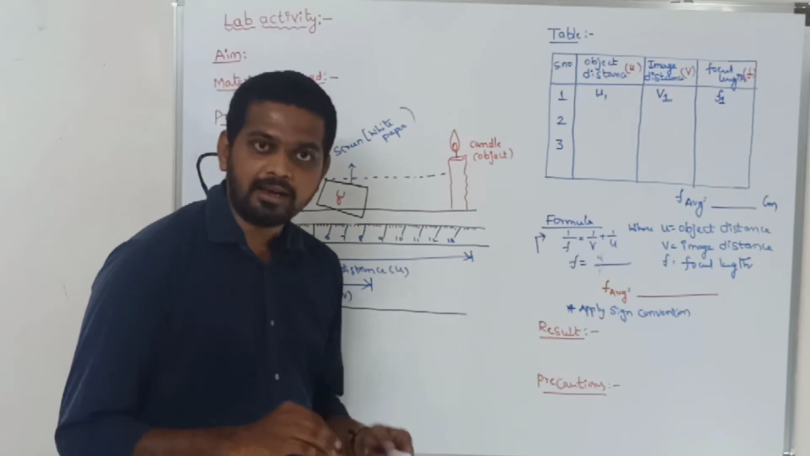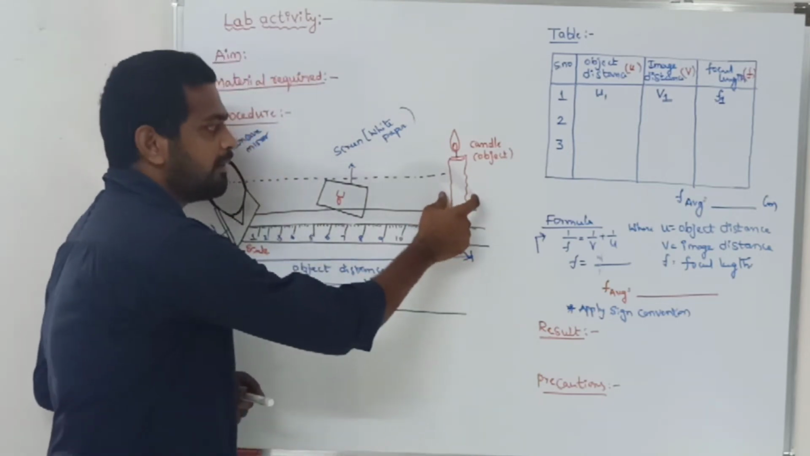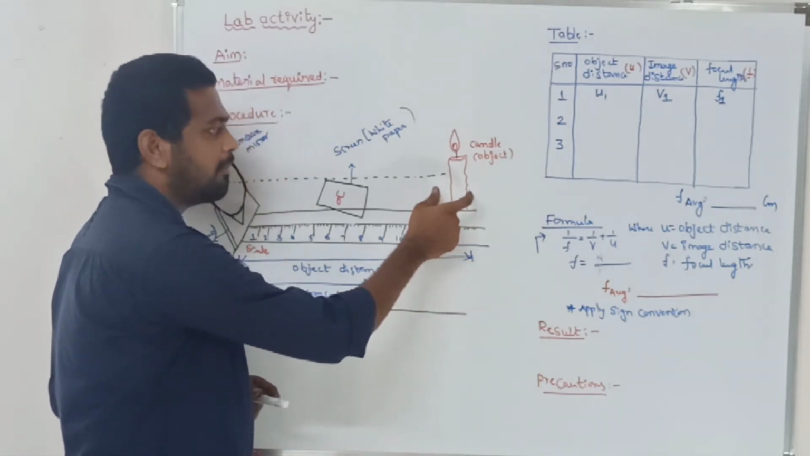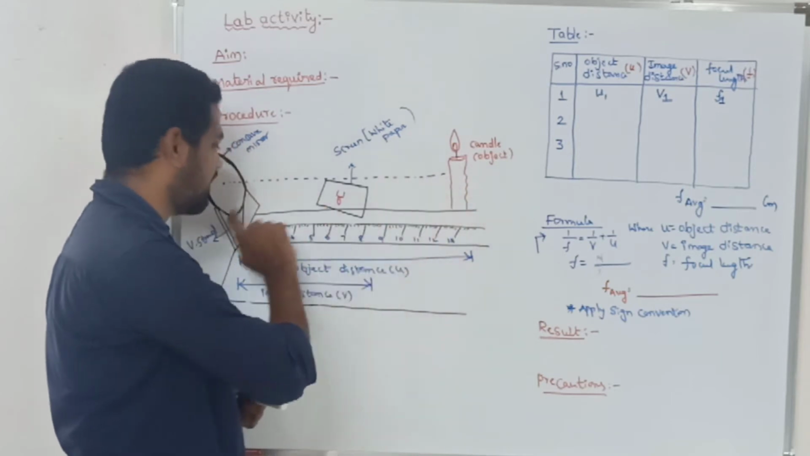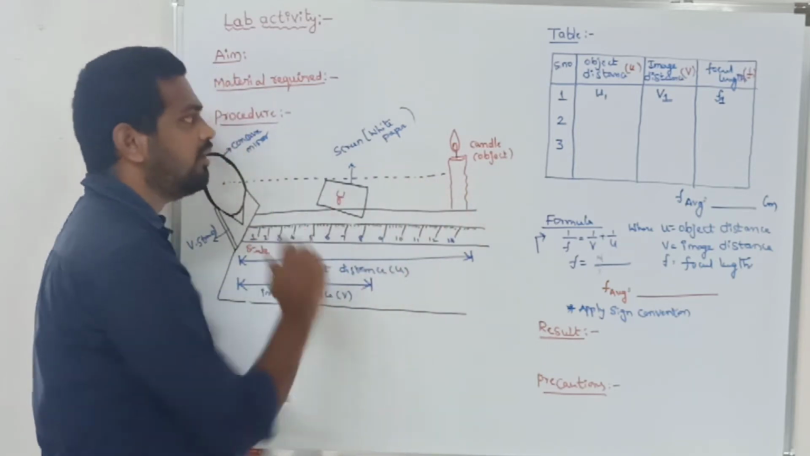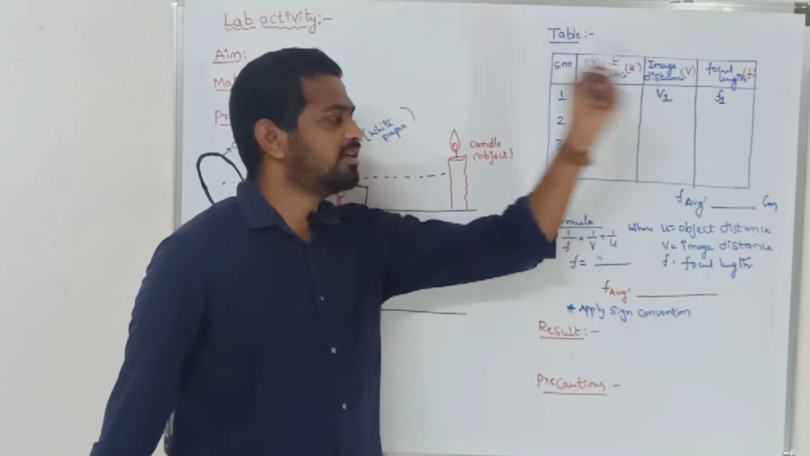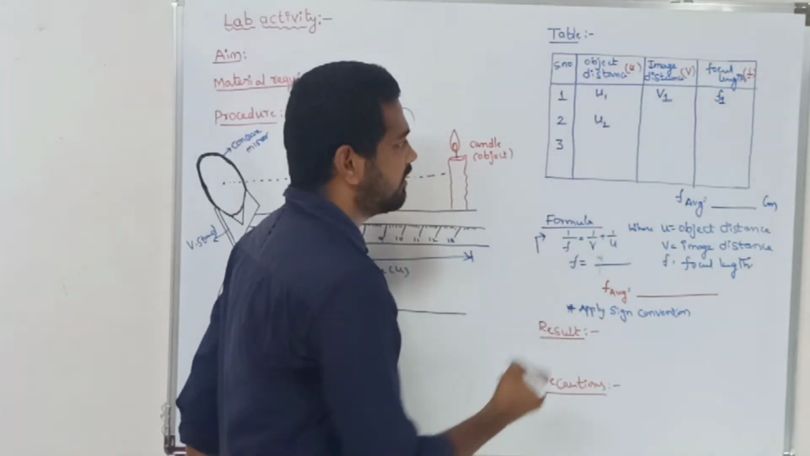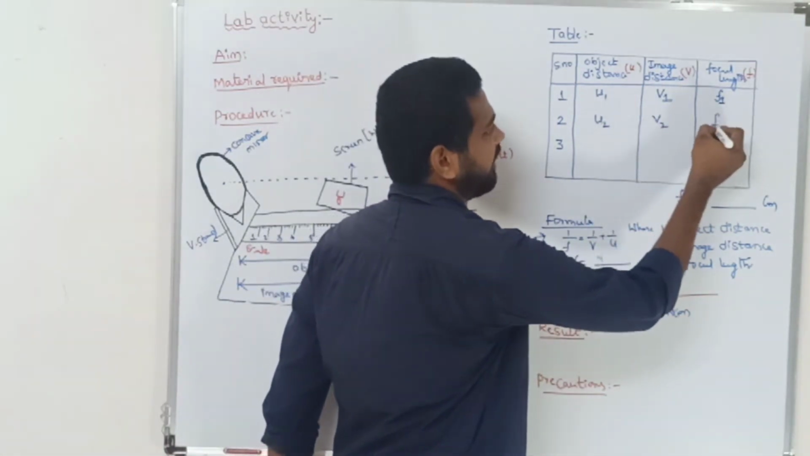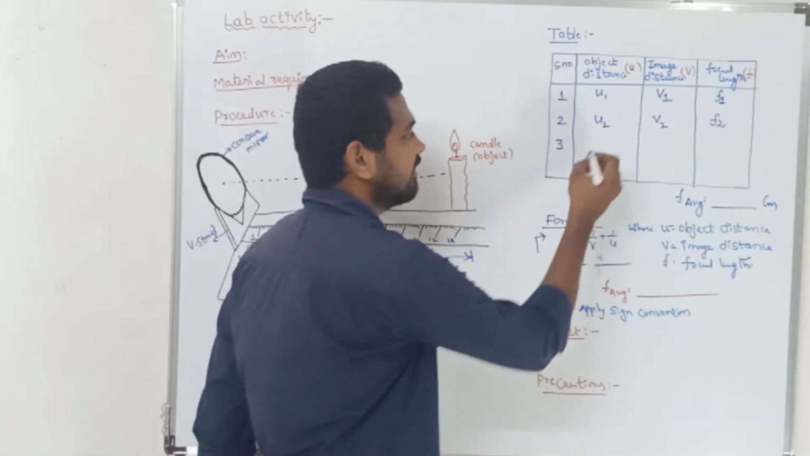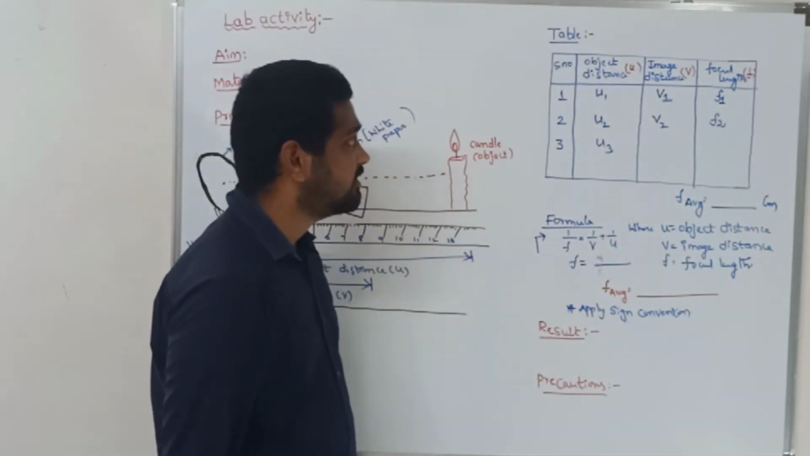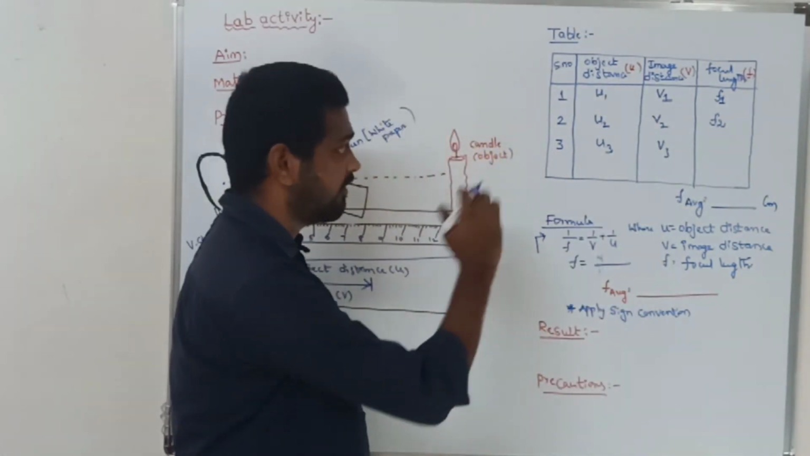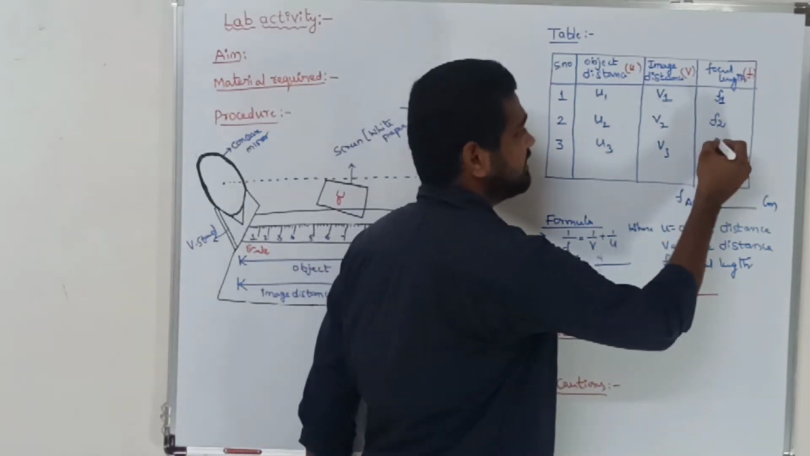In a similar way, repeat the same procedure by placing the candle at different positions far away from the concave surface. Find out the object distance and image distance for 3 readings. For the second position of the object u2, the image distance is v2, and after calculating, the focal length is f2. Clear? Similarly, for the third observation, I consider the object distance as u3 and image distance as v3, and the corresponding focal length as f3.